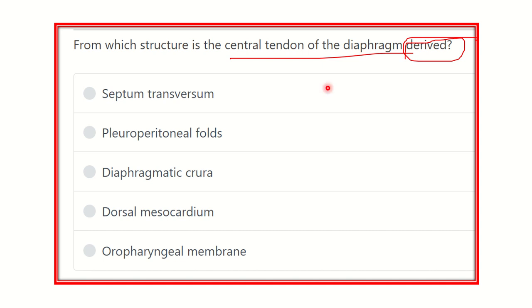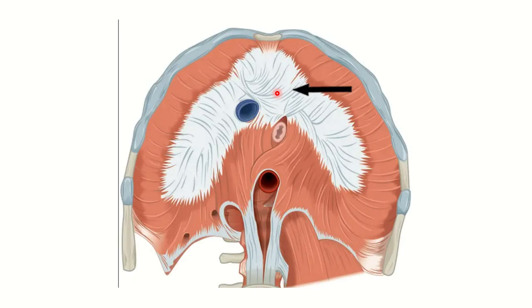Here are the answer options. The options are septum transversum, pleuroperitoneal fold, diaphragmatic pleura, dorsal mesocardium, and oropharyngeal membrane. So we have to find out the one structure from which the central tendon of the diaphragm is derived.